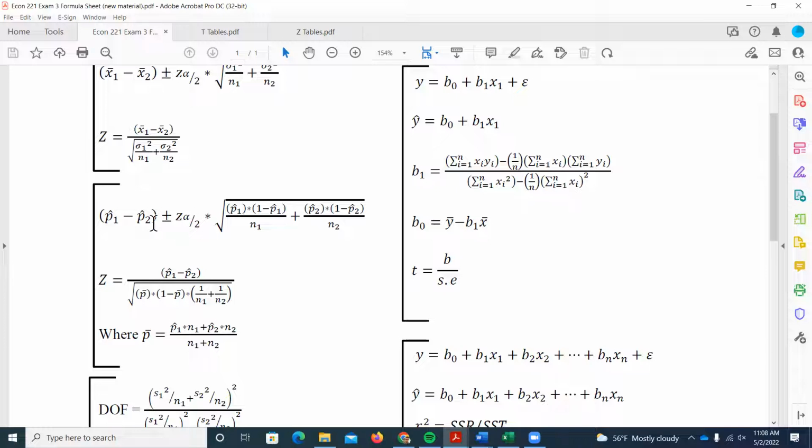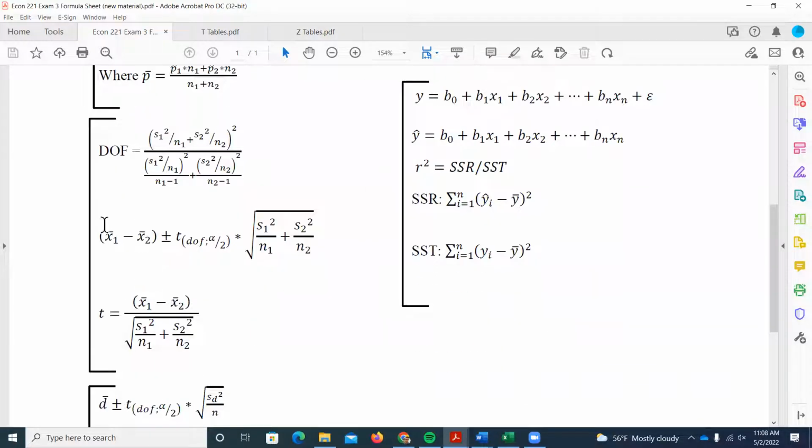Same kind of thing with the difference in proportions. Here's my confidence interval, here's my test statistic. It's a z-statistic because I'm using the standard normal distribution. We go down here. I've got the difference in sample means. Okay, this is the one I want because I only had sample variances. So here's my confidence interval equation, and then here's my test statistic equation for these types of examples as well.